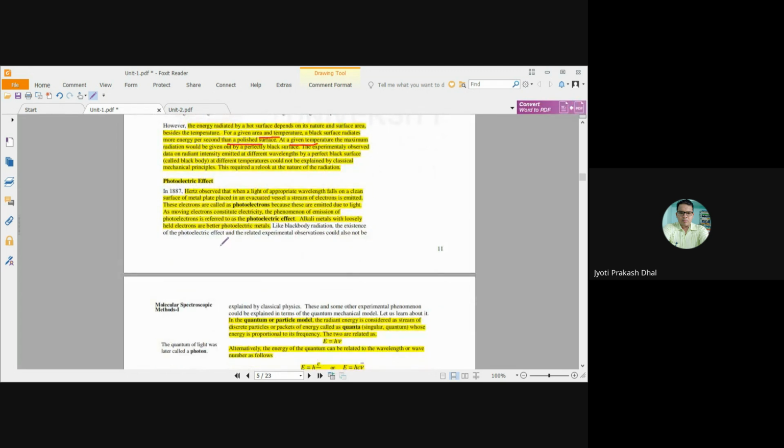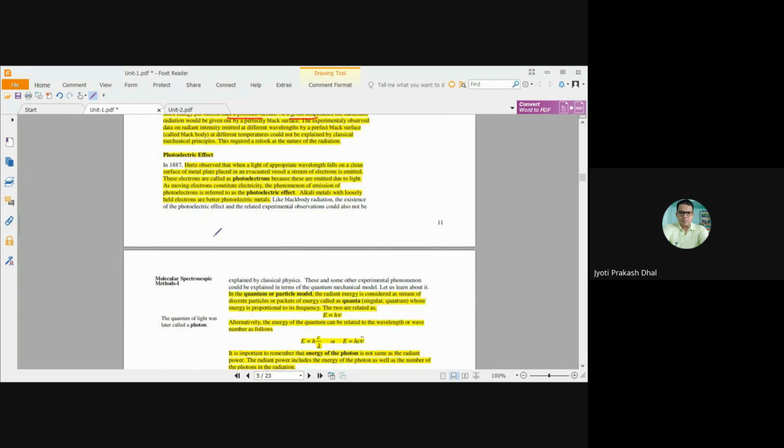Now coming to the next effect, the photoelectric effect. The photoelectric effect was observed by Hertz. He observed that when light of appropriate wavelength falls on the clean surface of a metal plate in an evacuated vessel, a stream of electrons is emitted.